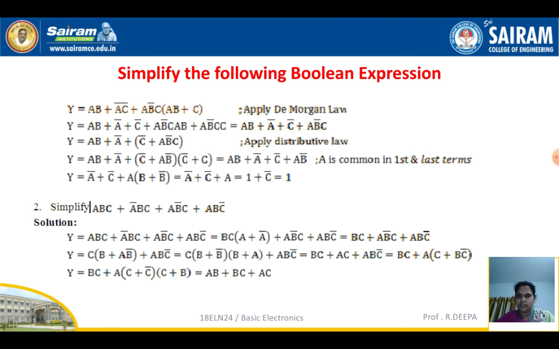Next, here you can observe c is common in the second and the third term. So c of (b plus ab bar) plus abc bar. So b plus ab bar is b plus a using the law which is already stated, and in the next step b plus b bar you can write as 1. So I am getting it as bc plus ac plus abc bar.